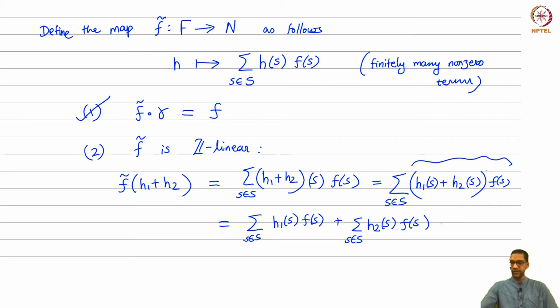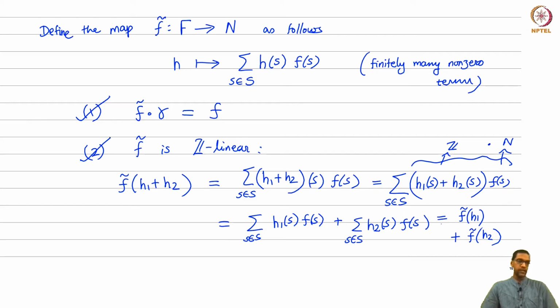So observe, this is a scalar, this is an element of Z, and this part is an element of N, f of s. So what we are doing now is, you know, N is a Z module. So when you scalar multiply a sum of two scalars, you have distributivity. I'm using the fact that N is a Z module, and so I've split it like this. And now observe, this is exactly f tilde of h1, that's the first sum, plus f tilde of h2. In other words, we have shown that f tilde is Z linear.